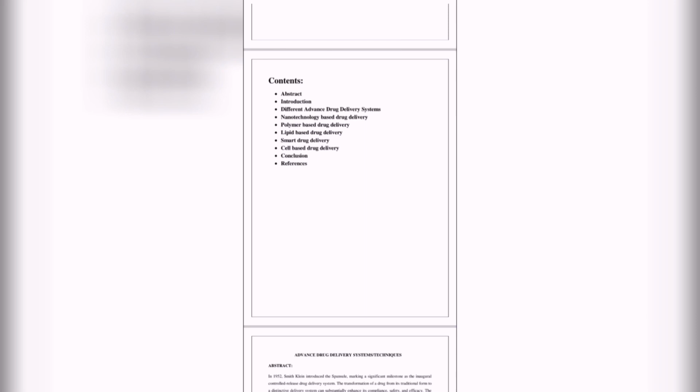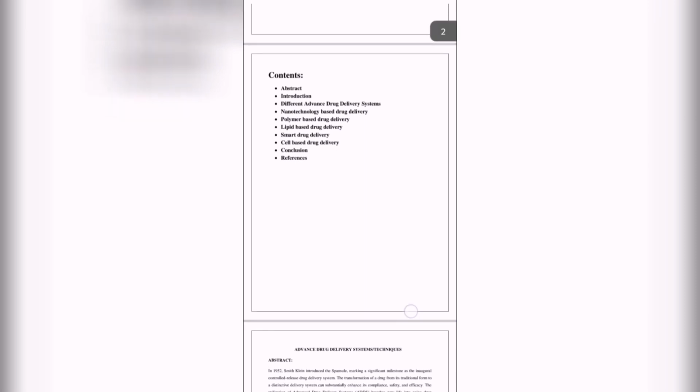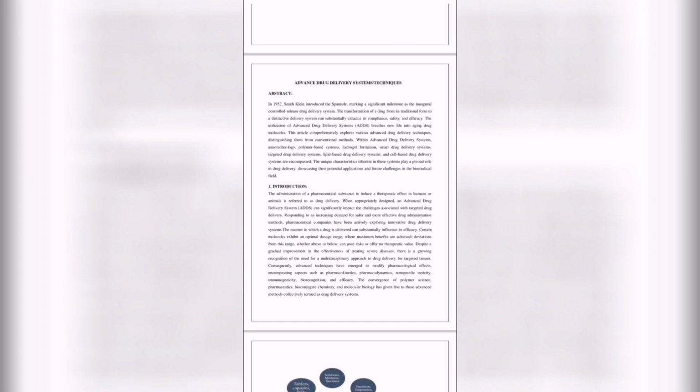So these different advanced drug delivery systems include nanotechnology based, polymer based, lipid based, smart drug delivery and cell based drug delivery systems. Start with the abstract. In 1952, Smith-Kline introduced the Spensole, marking a significant milestone as the inaugural controlled release drug delivery system. So this was the first controlled release drug delivery system.